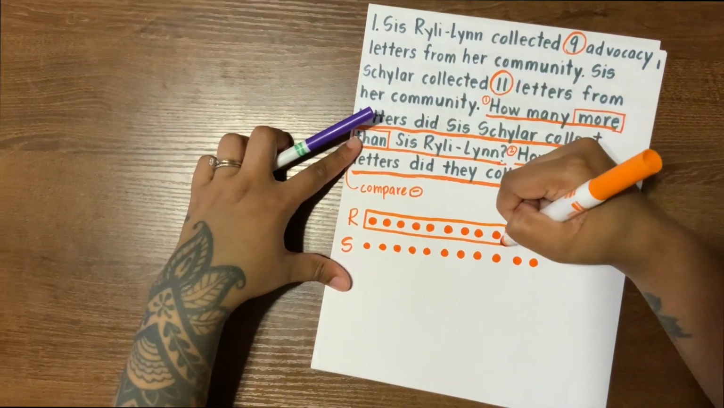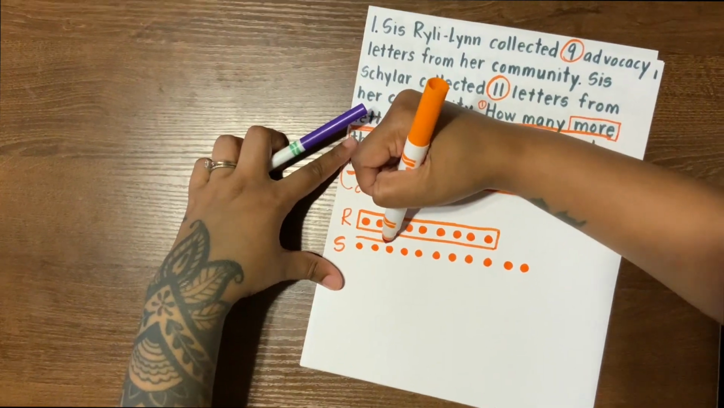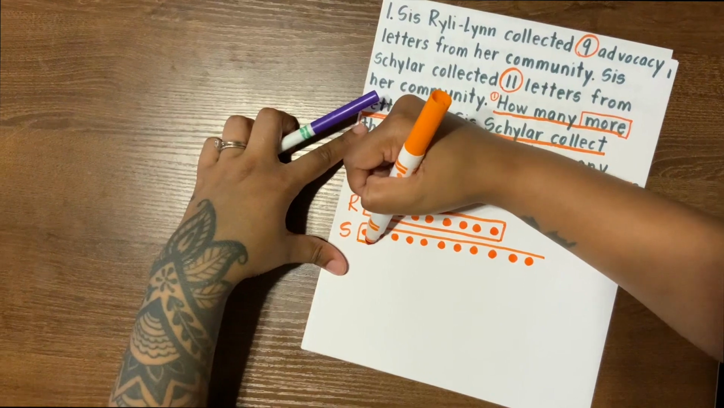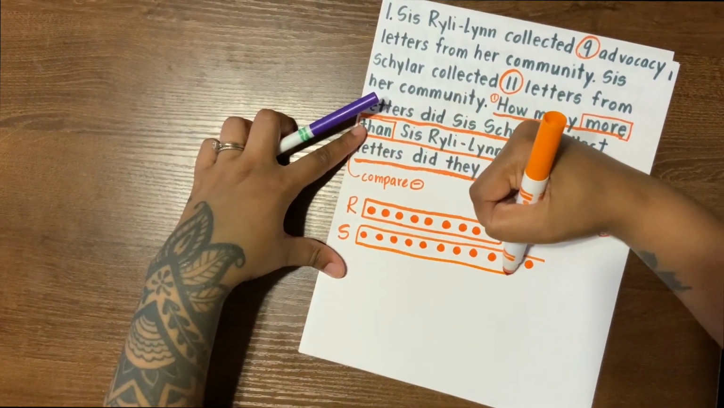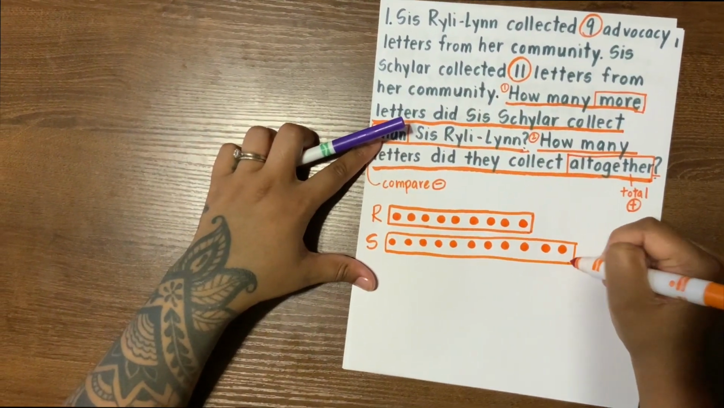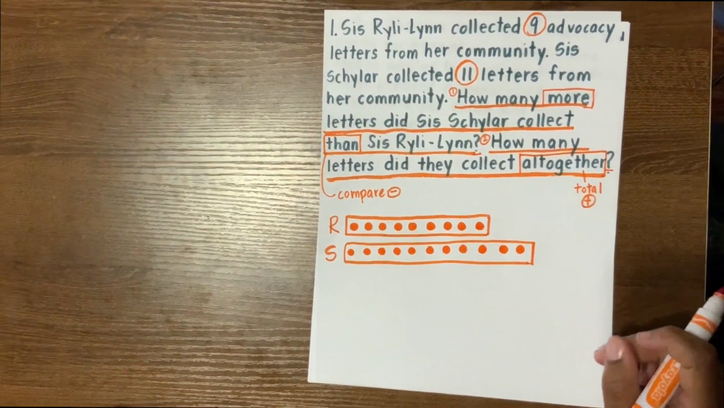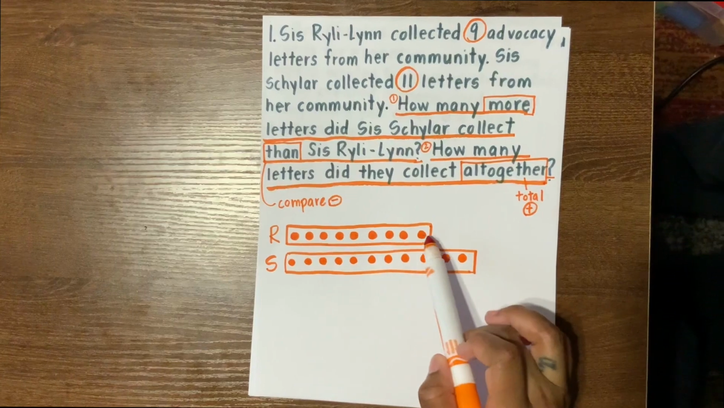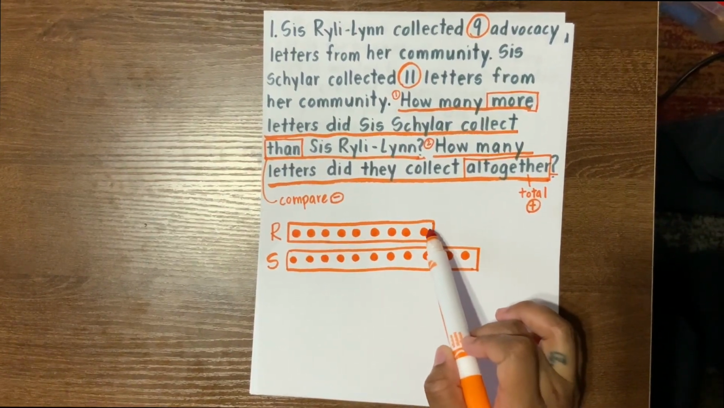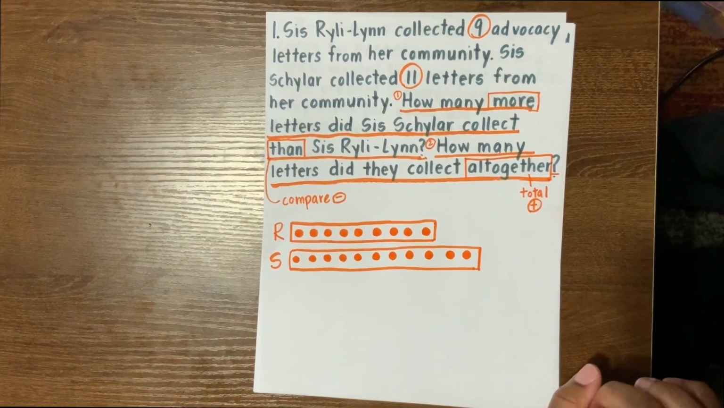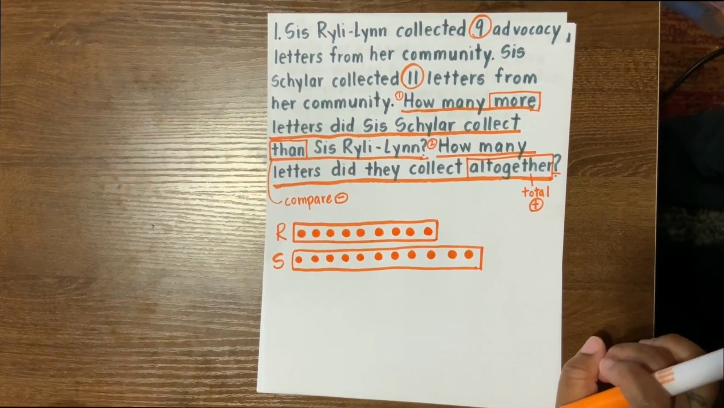And we have Sister Riley's tape. And then I draw a rectangle around my second part. And we have Sister Skylar's tape. Okay? Now to find the difference, congregation, I have to go where Sister Riley's letters end and Sister Skylar's letters continue. We know that Sister Skylar's letters will continue because she has more of them, right?